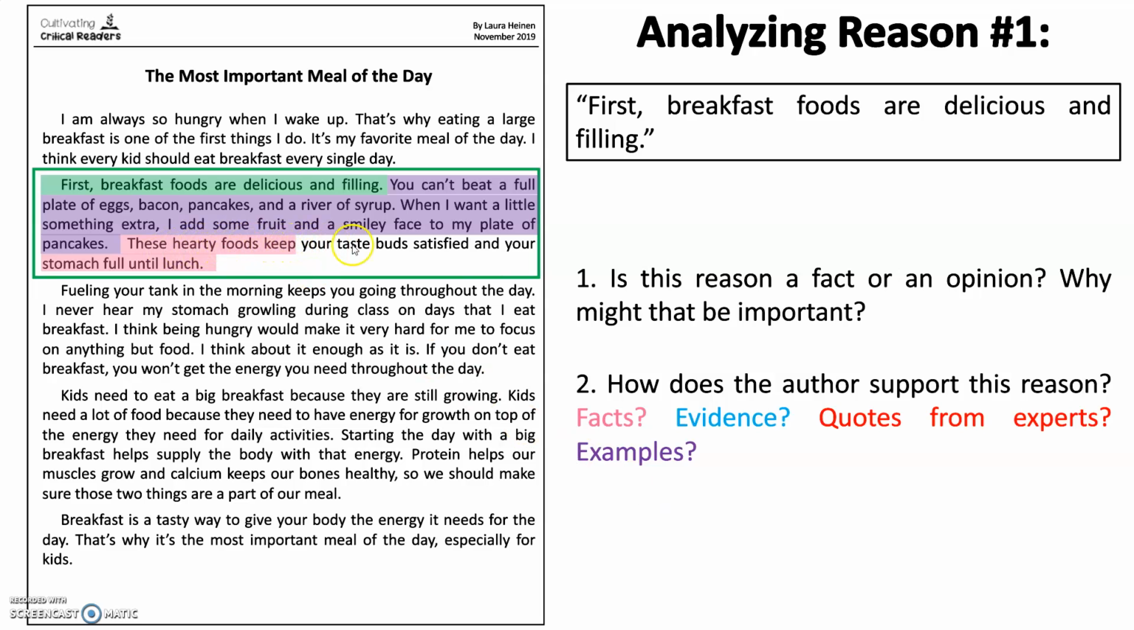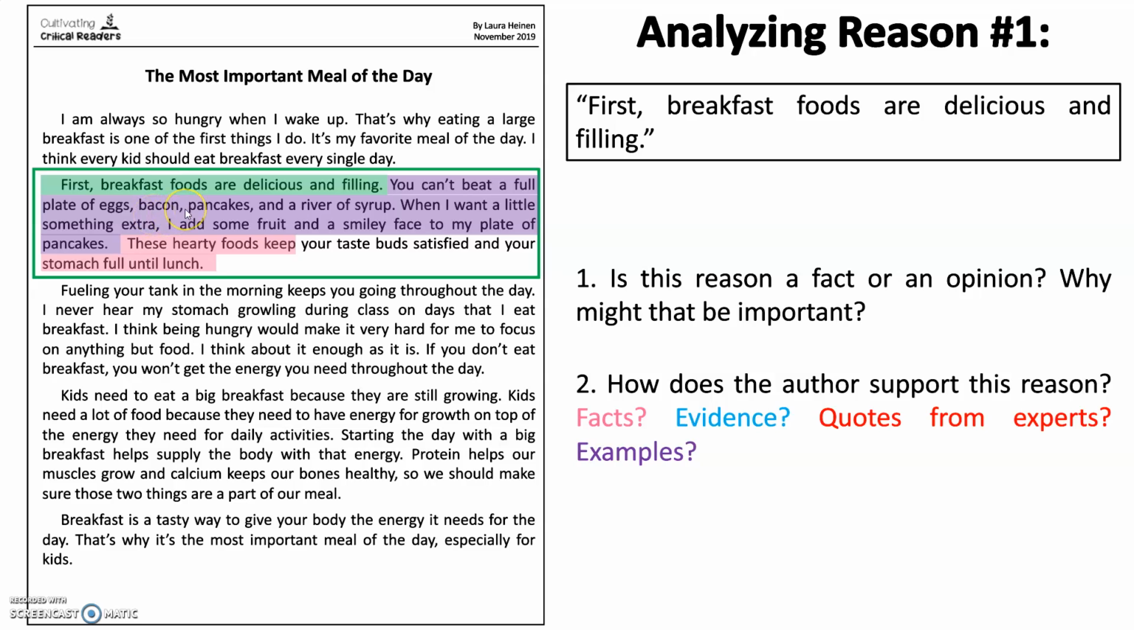These hearty foods keep your taste buds satisfied and your stomach full until lunch. Okay, well, hearty foods, that is a fact, and it does keep your stomach full until lunch. That's true. So they did support that with some facts, and they are trying to persuade you.